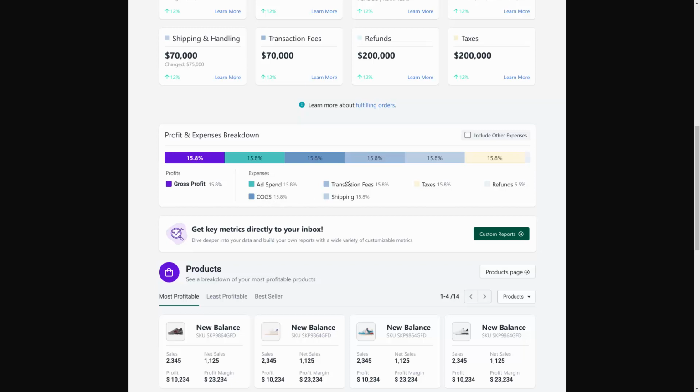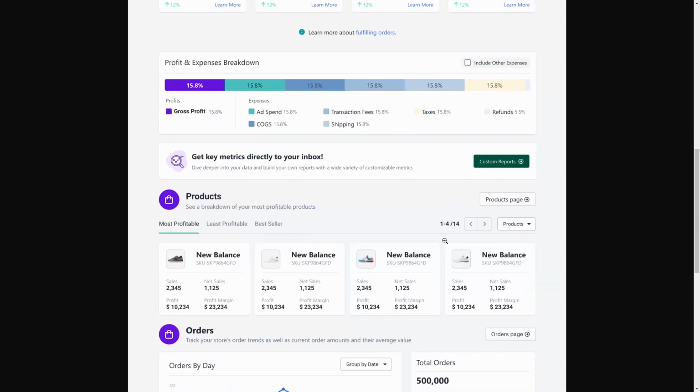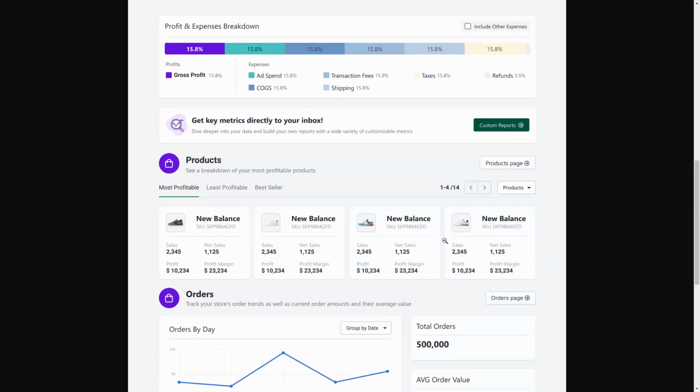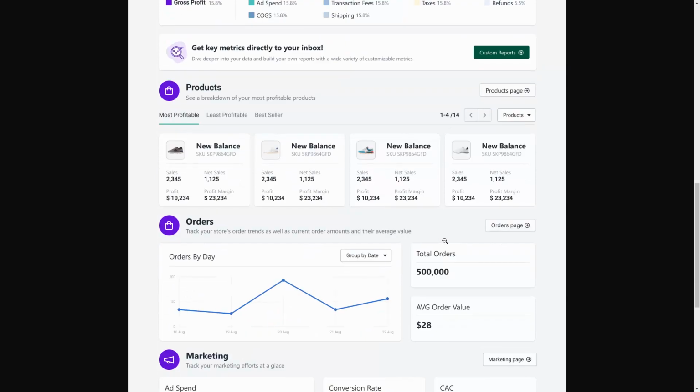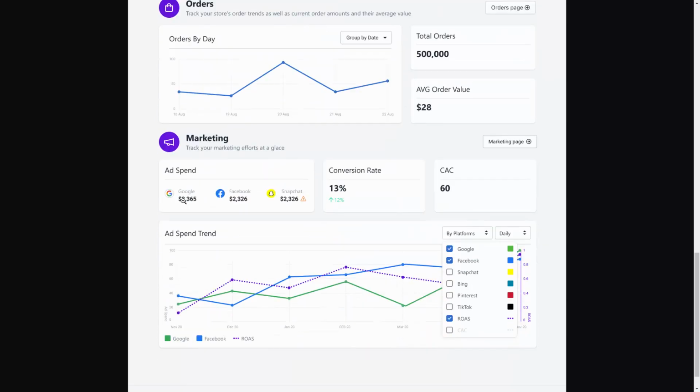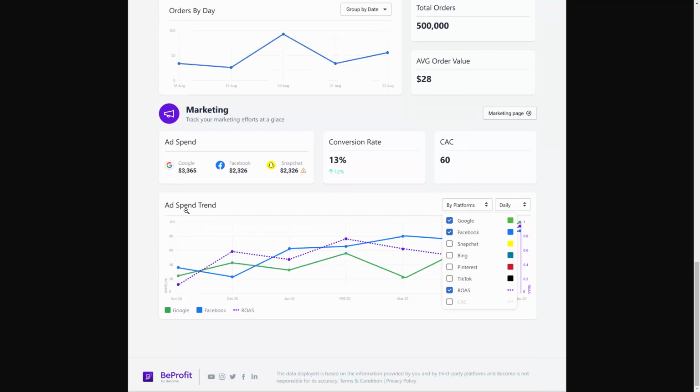You see the ad spend, the COGS, the transaction fees, all of these different numbers being pulled in from all the different sources. And we also have the ability to look at this on a per product basis, which is really important. Taking a look at most profitable, least profitable, best sellers. Again, pulling in the information that we need. The number of sales, the net sales, the profit margins, orders per day, right? And all the visuals to allow you to just scroll through your dashboard on a daily basis and have a full understanding of what's going on.